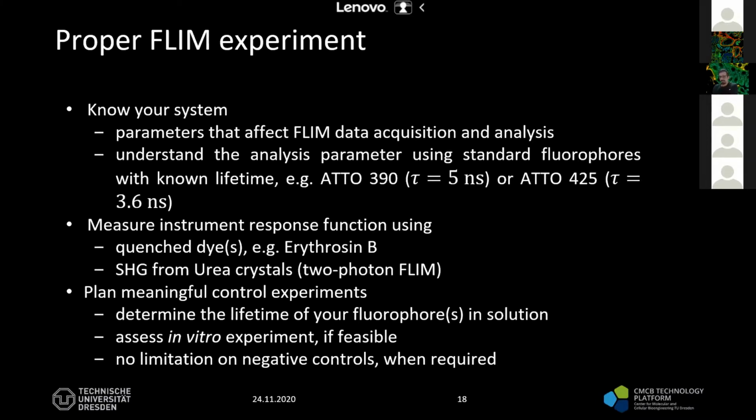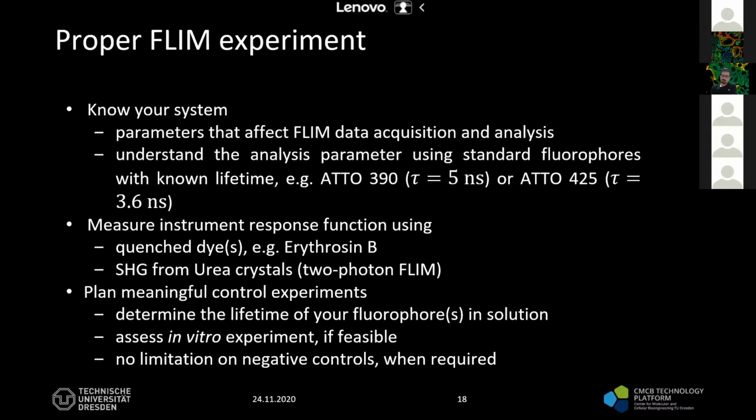Today we have not done it in the experiment design that we did. But I think for these kinds of metabolic FLIM experiments, it could be necessary to look at how the NADH lifetime, or FAD if possible, changes in vitro. And do not think about any limitation on negative controls. Whenever you think it's needed, don't just ignore it.